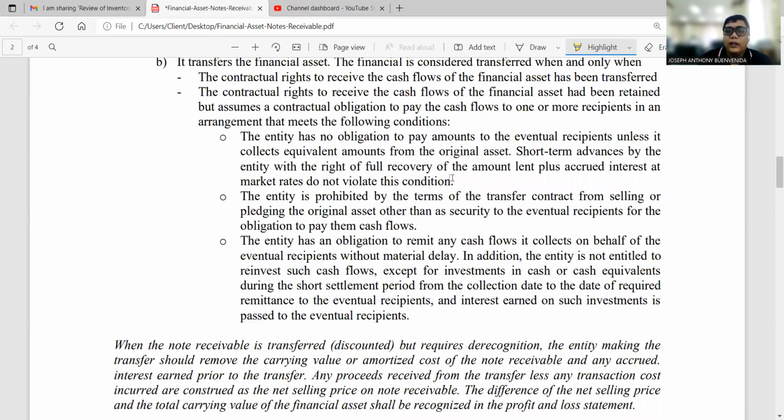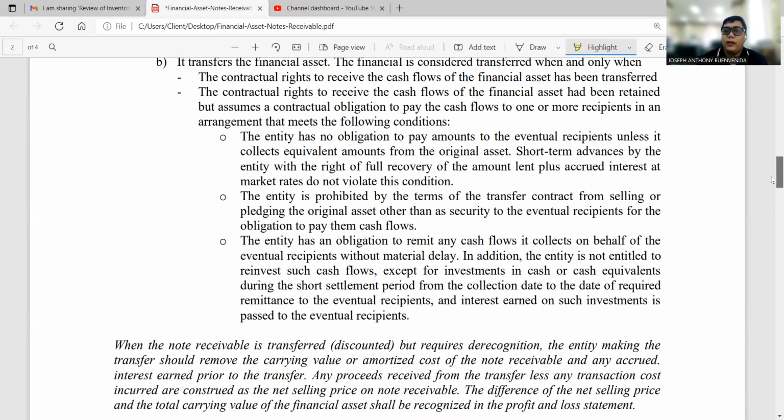One, the entity has no obligation to pay amounts to the eventual recipients unless it collects equivalent amounts from the original asset. Two, the entity is prohibited by the terms of the transfer from selling or pledging the asset. Three, the entity has an obligation to remit any cash flows it collects on behalf of the eventual recipients.